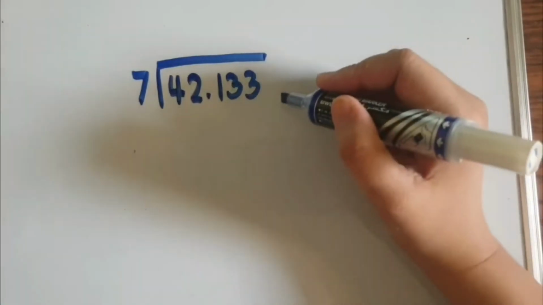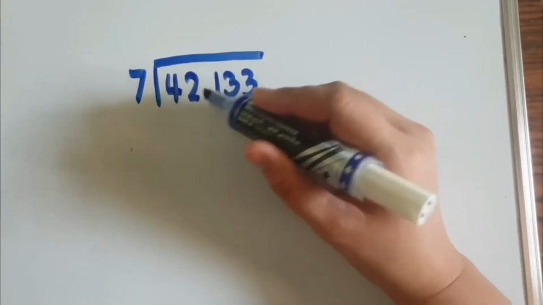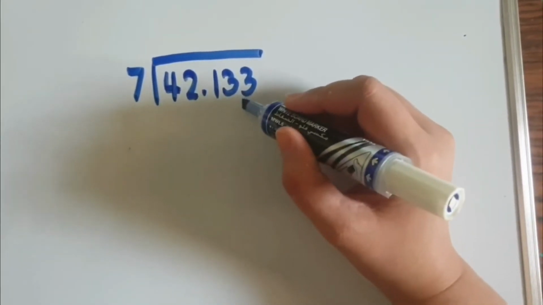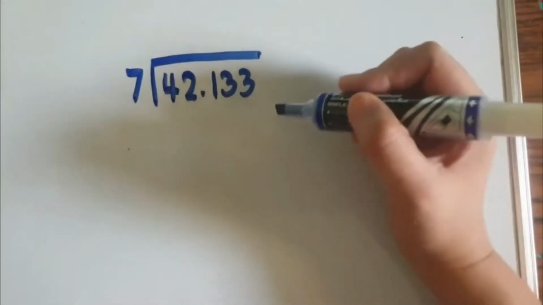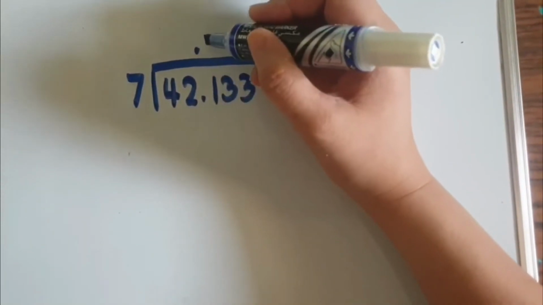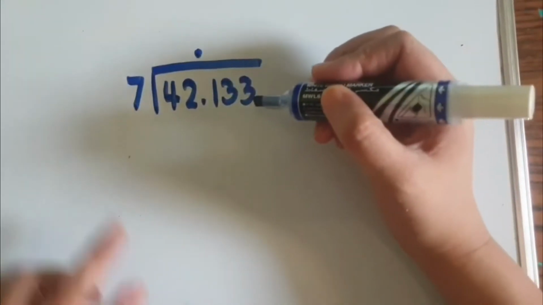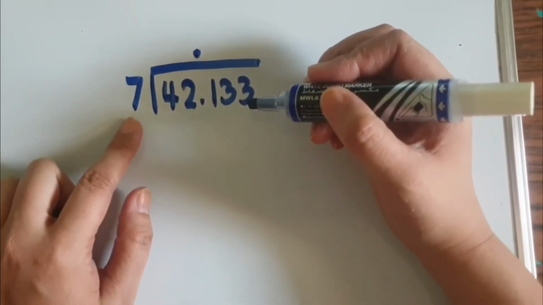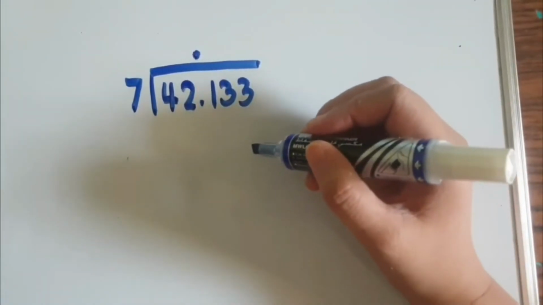Now, let us have this example. We have 42.133 or 42 and 133 thousandths divided by 7. So, again, I suggest that you write your decimal point first. Align your decimal point so you will not forget it later. That is if your divisor is a whole number, just like this one. So, align and then proceed with the division.